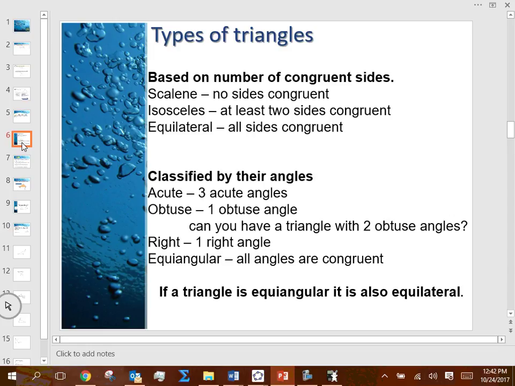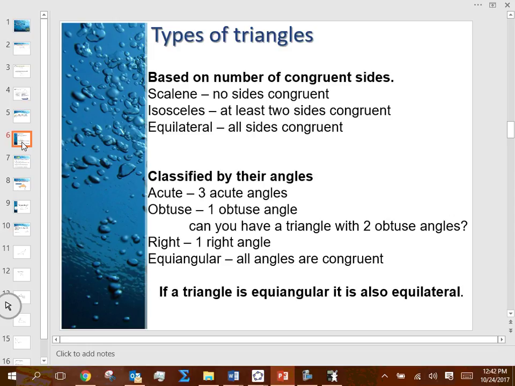So if I have 3 sides congruent, is that still isosceles? Yes, it meets the requirement. At least means bare minimum. So if I have 3, have I met the requirement of at least 2? Yes. Okay. So isosceles is at least 2 sides congruent. Equilateral is all sides congruent, right?